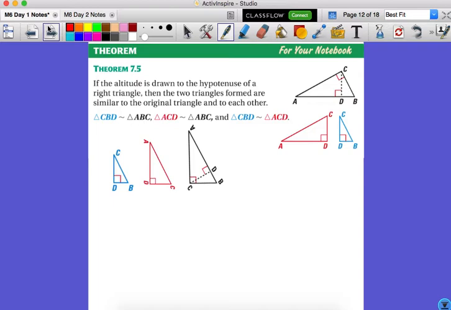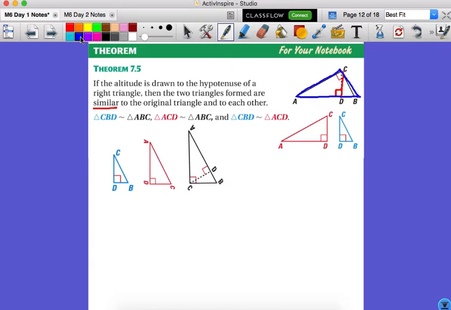So for the next part here, we have: if the altitude is drawn from a right angle to the opposite side, what happens is we have 3 similar triangles that are formed. In other words, if we drop an altitude from a 90-degree angle so that it's perpendicular to the other side, the smallest triangle there on the right is similar to the one on the left, which is also similar to the entire original triangle.